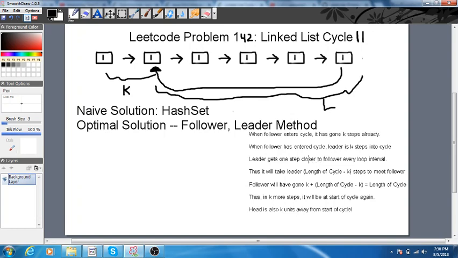When the follower enters the cycle, it has gone k steps. So this is where the cycle begins. It's gone k steps, which means the leader has gone k steps into the cycle, because the leader's gone 2k steps: k steps to get here, and then k steps into the cycle. Now the cycle, we'll call it length L.